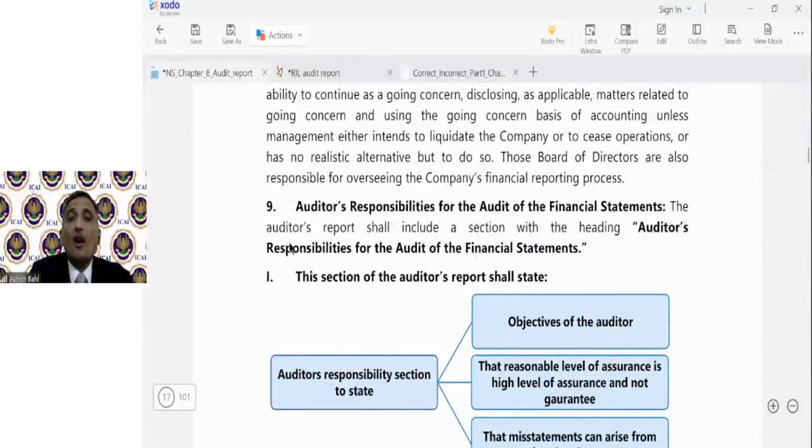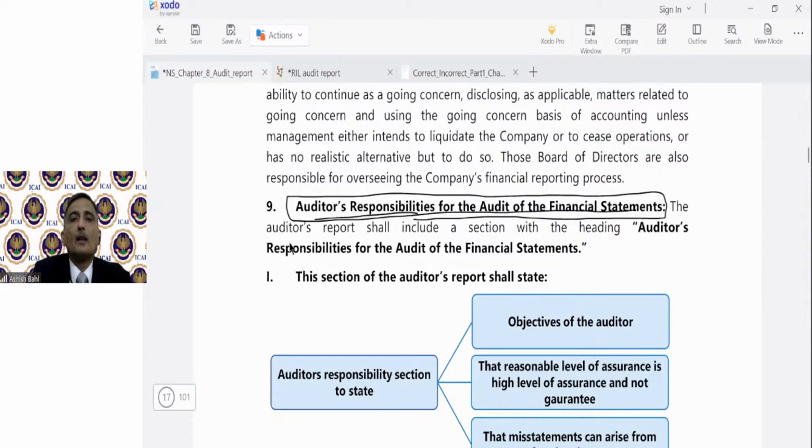So then, the auditor's responsibility for the audit of financial statements has also to be included in the audit report. Either it can be included in the body of the report itself, or it can be referred to in a separate section, stating that the auditor's responsibilities for the audit of financial statements are to be found there, detailed there. Okay, it can also be written like this.